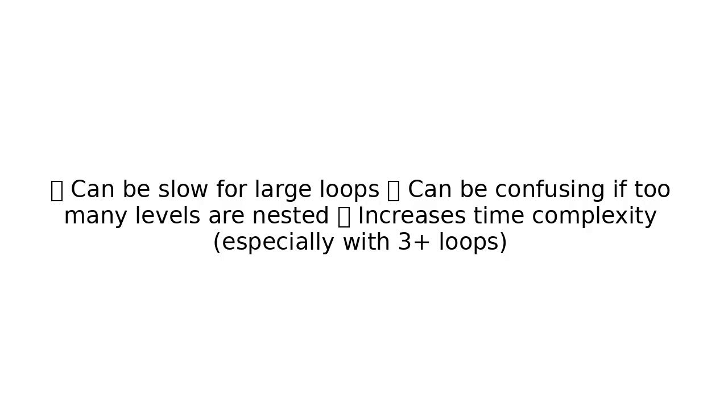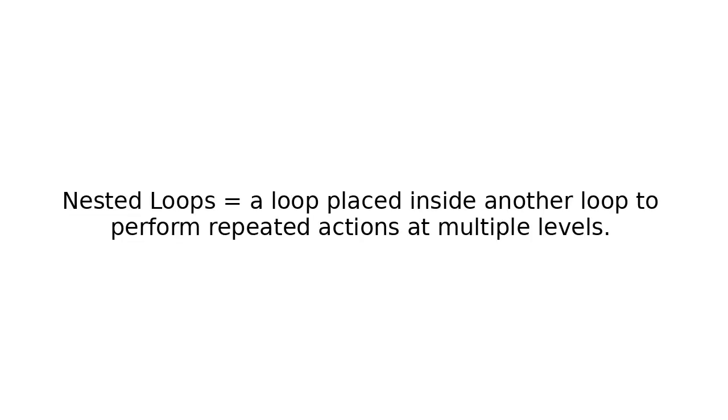Disadvantages. Caution. Crossmark: can be slow for large loops. Crossmark: can be confusing if too many levels are nested. Crossmark: increases time complexity, especially with 3 or more loops.